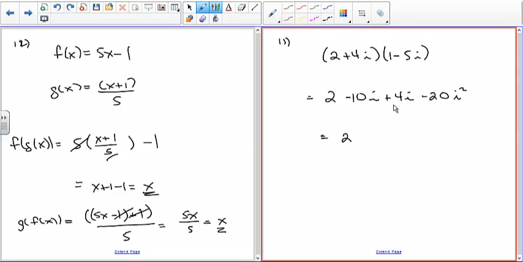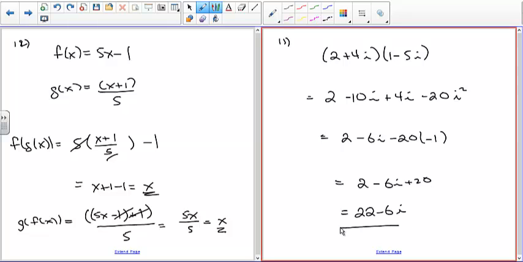Now these go together. -10i plus 4i is -6i. And then you have -20 times i squared. i squared is -1. So you get 2 minus 6i plus 20. Negative times a negative is plus, so you end up with 22 minus 6i. So that's your answer.